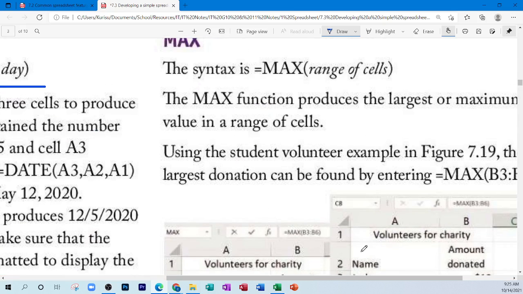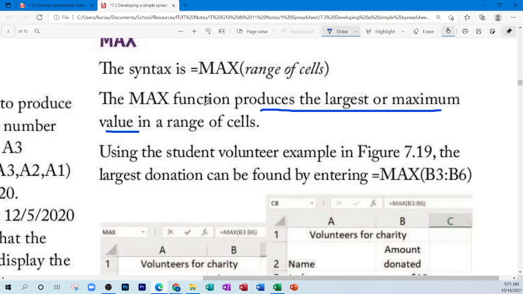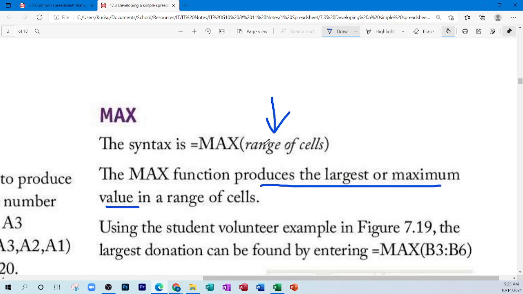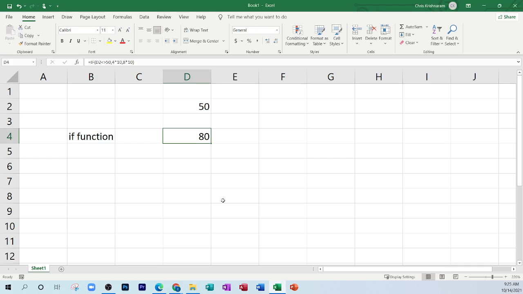So let's look at the max function now. If you notice, the max syntax is as simple as the average, as simple as the count. The max function produces the largest or maximum value in the range. So it's basically max and the range of cells. It looks at that range of cells and gives you back the largest value. So if I start off with 9 there, and I bring that down and autofill, 14 here obviously is going to be the highest value.